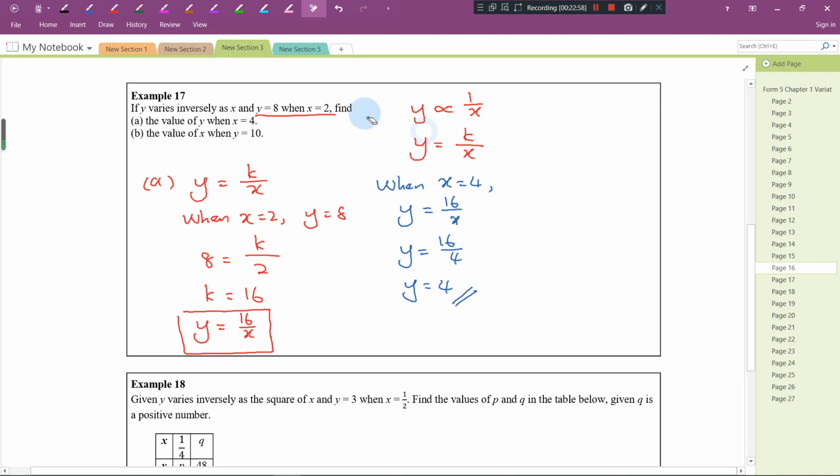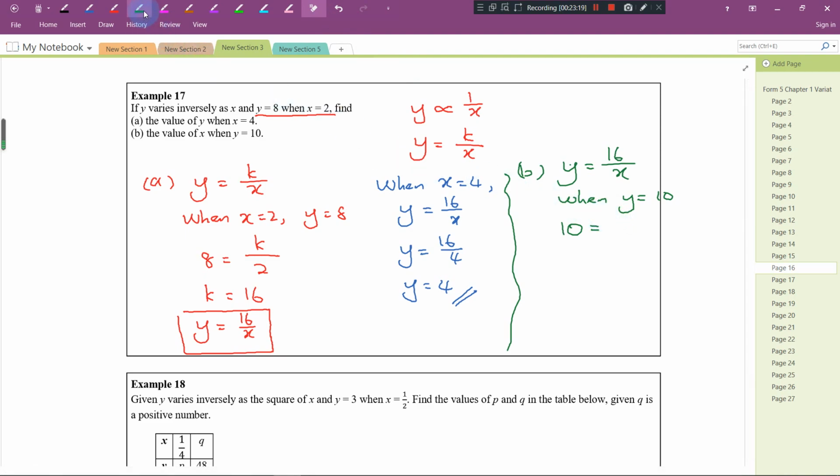Okay, now let's go to part B. Let me write the equation first. Y equal to 16 over x, when y is equal to 10. Now I'm going to plug in the 10 over here. 16 over x. So 10x is equal to 16, right? So x is equal to 16 over 10.